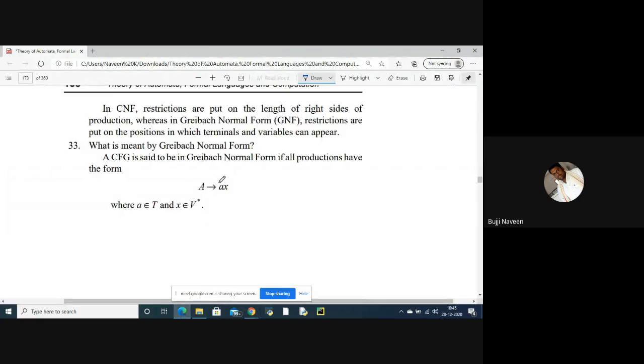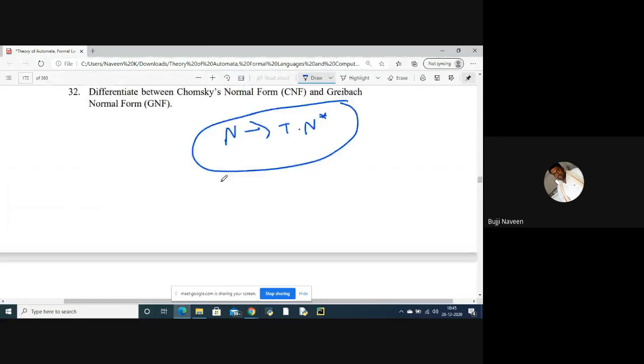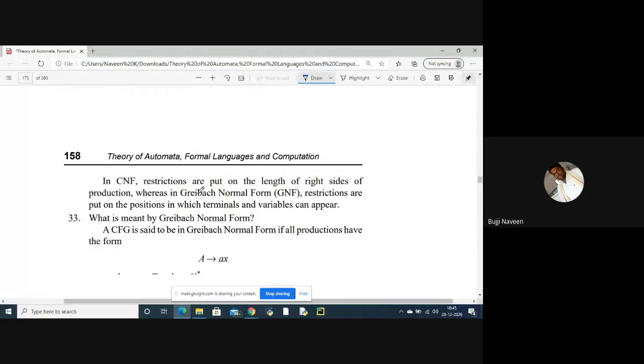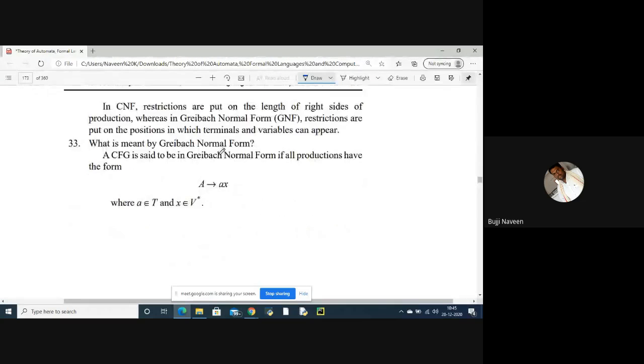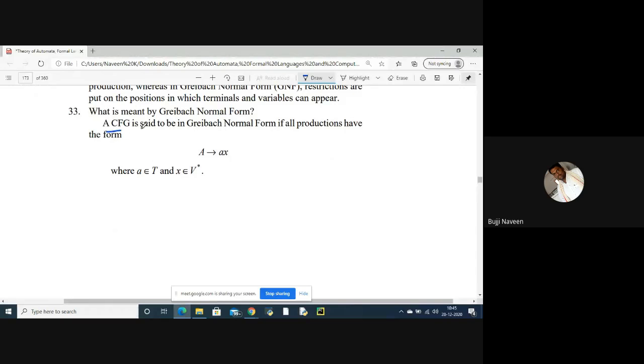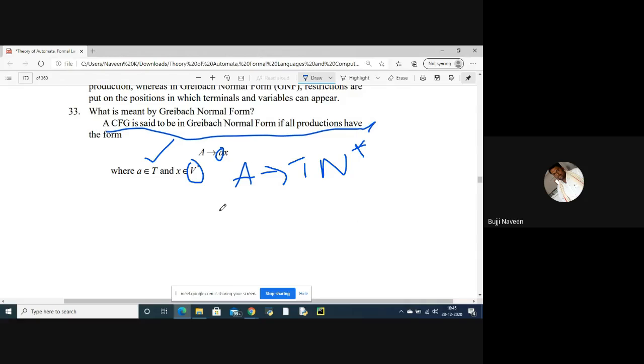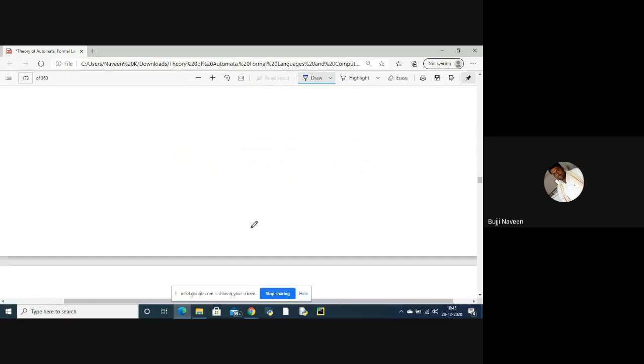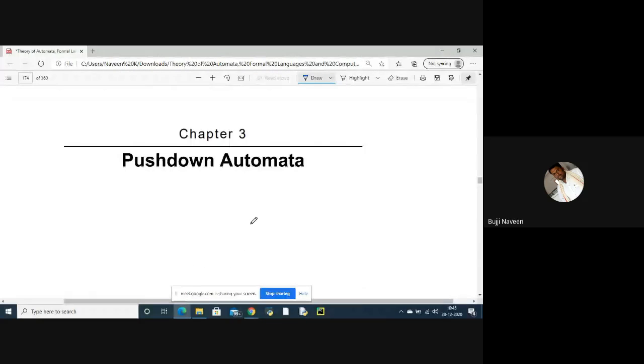Next question. What is Greibach normal form? I already said that a context-free grammar is said to be in Greibach normal form if all productions have the form A tends to a single terminal and non-terminal possibilities. Here, small a is a single terminal. Here, x belongs to V star. V is nothing but the non-terminal set. So here we will take all the possibilities of non-terminals. These are the representations of CNF and GNF.